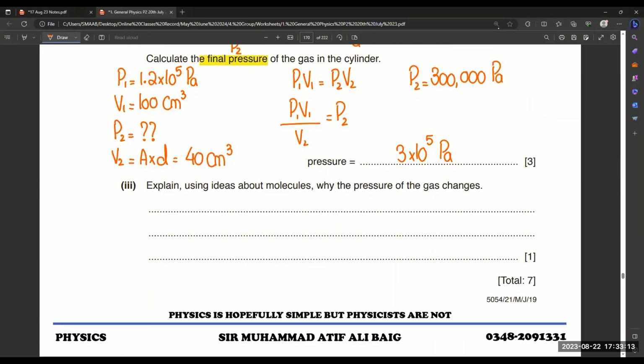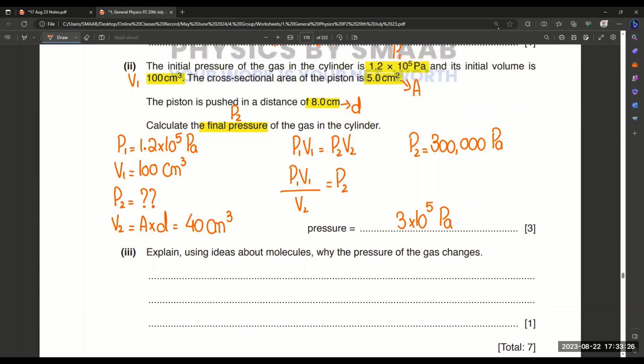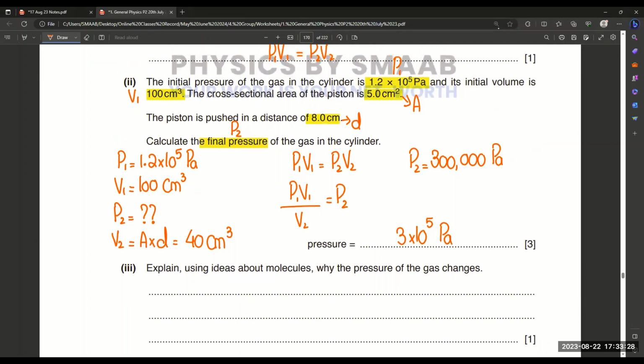Basically, we just solved this question and the final part is: explain using ideas about molecules why the pressure of the gas changes. For 1 mark. So what concept do we use here? Temperature is constant. So we need to explain the law in simple words, because they never mention the name of the law. Temperature is constant, so a decrease in volume results in an increase in pressure.